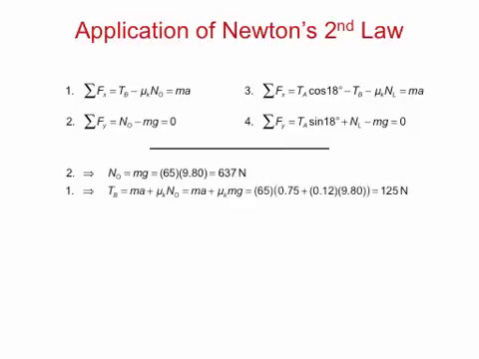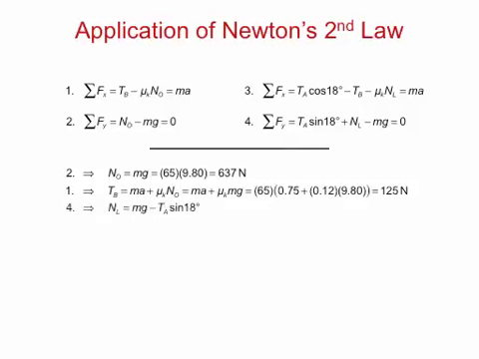Now we can solve equation 1 for the tension in rope B. T sub B equals ma plus mu sub k times N sub O. And we now know the value for N sub O. So plugging in numbers, we calculate T sub B to be equal to 125 newtons.